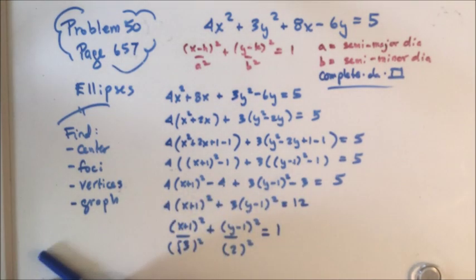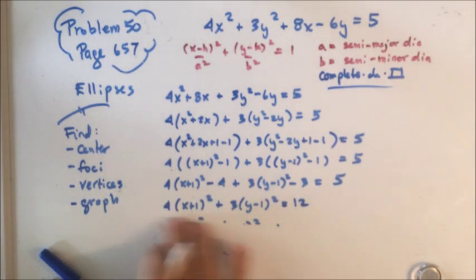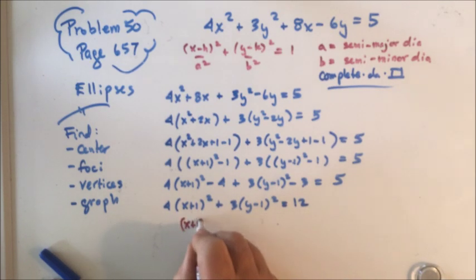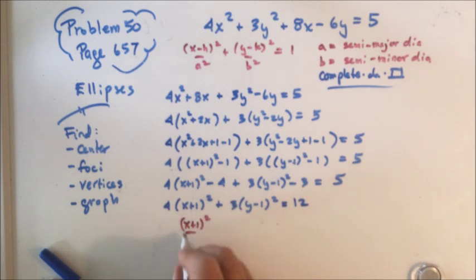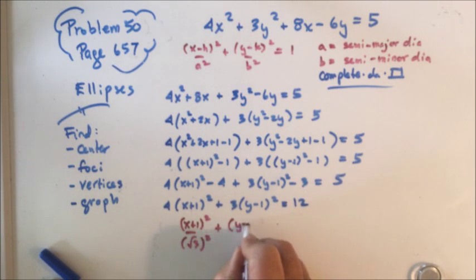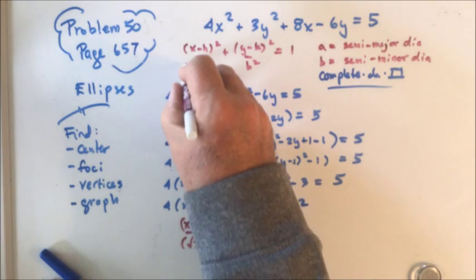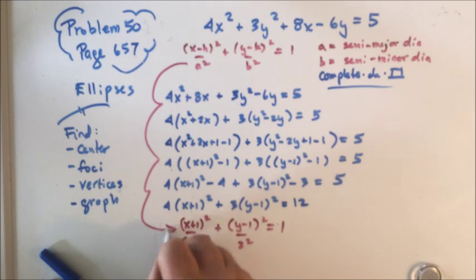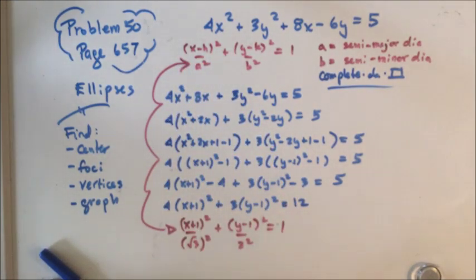I really wish I had written that in a different color, and watch me, I'm going to. This guy is x plus 1 squared all over, what did I say? Root 3 squared. And this one is y minus 1 squared all over 2 squared. This is 1. Check it out. Same thing. It's the right form.